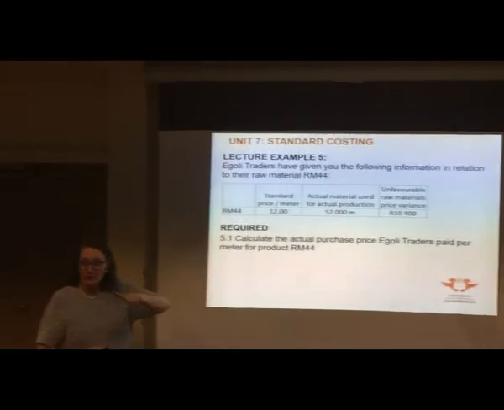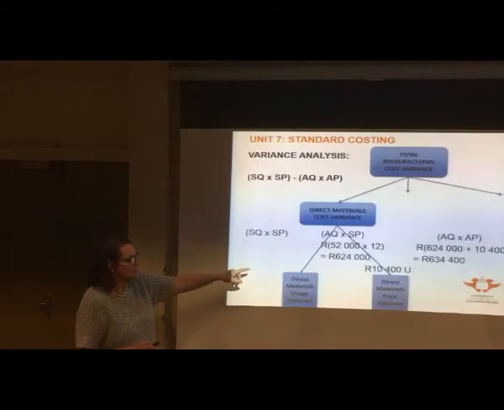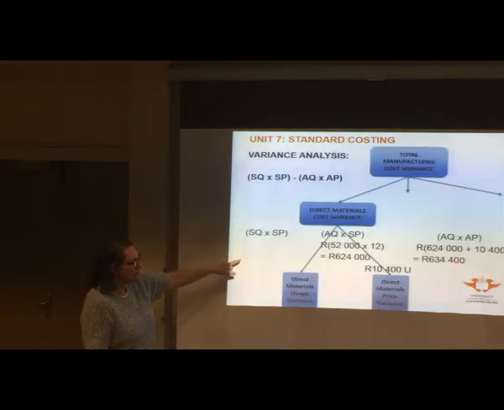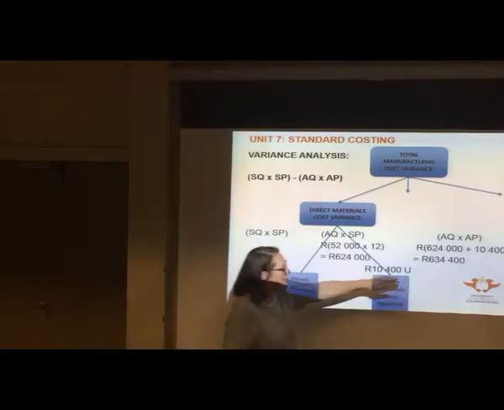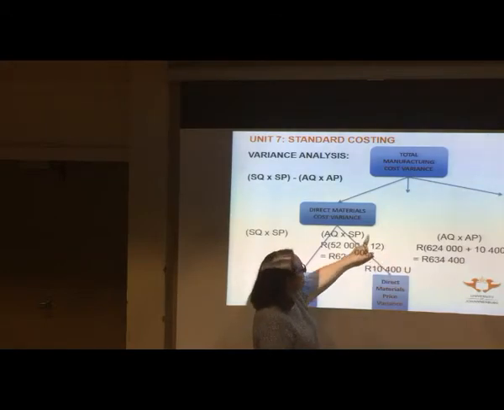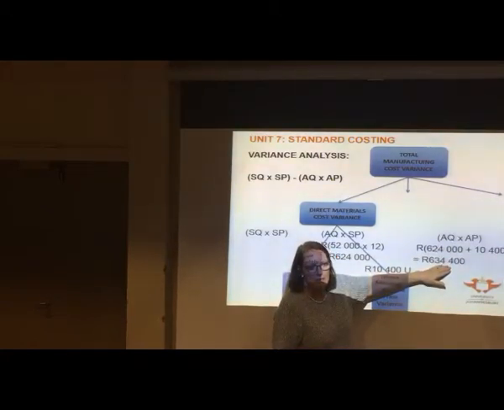Okay? So now, you've not quite finished, have you? You've got your actual quantity times the actual price is 634,400. Do you agree? And you know your actual quantity is 52,000. So you take your 634,400, divide by 52,000, and you will get your actual price. Why? Because this 634,400 is actual quantity times actual price. And you know that your actual quantity is 52,000. Therefore, your actual price must be 634,400 divided by 52,000.